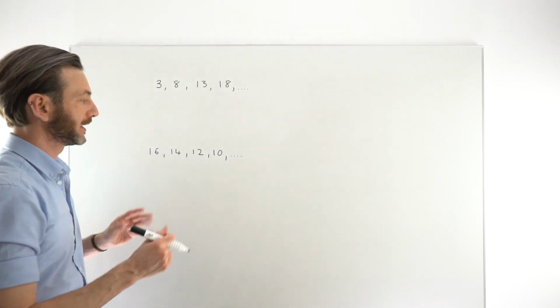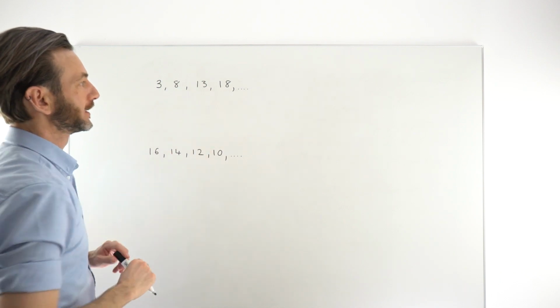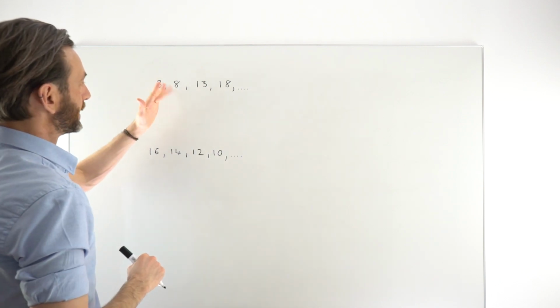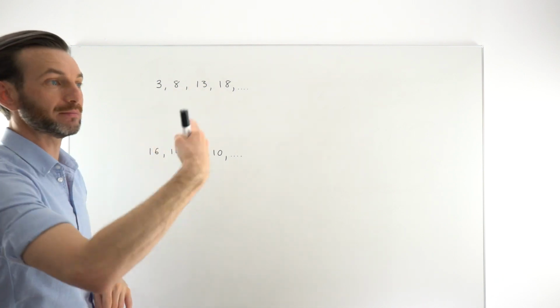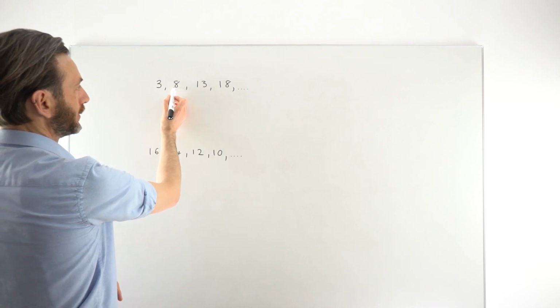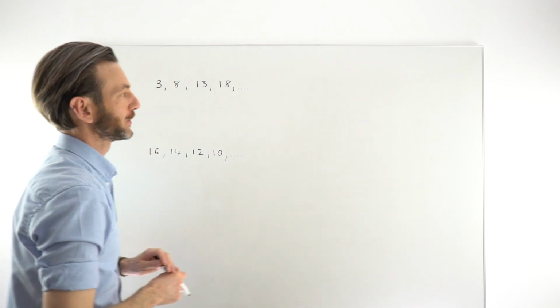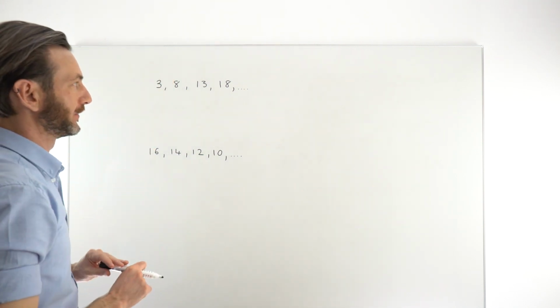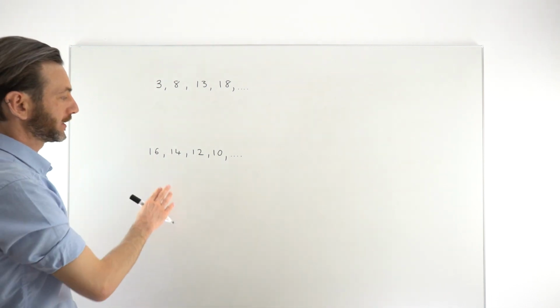The thing that defines an arithmetic sequence is that each term is generated by a common difference to the previous term. In other words, you're adding or subtracting the same number every time, and that number has to be consistent. So we're adding 5, adding 5, adding 5, and that's going to carry on indefinitely. That is the thing that defines an arithmetic progression or arithmetic sequence.